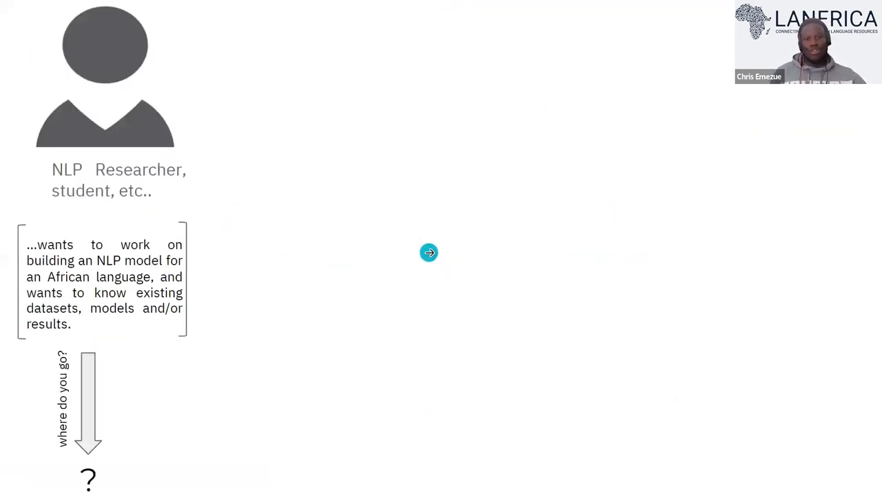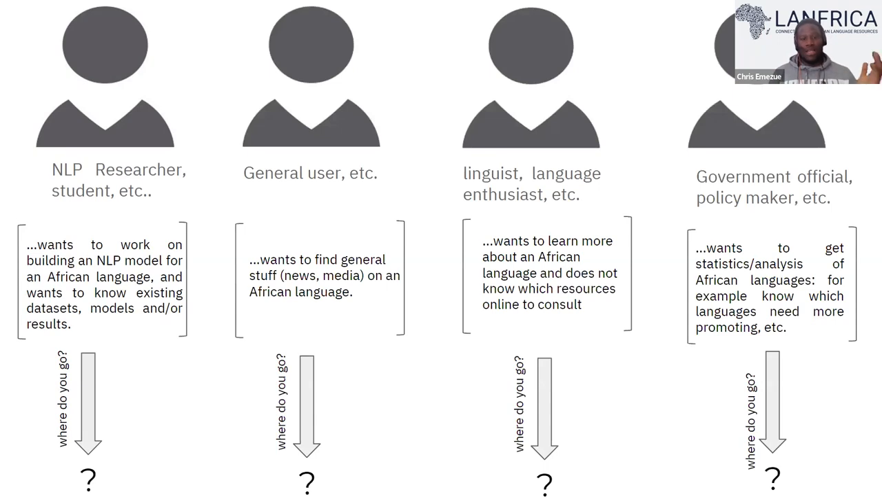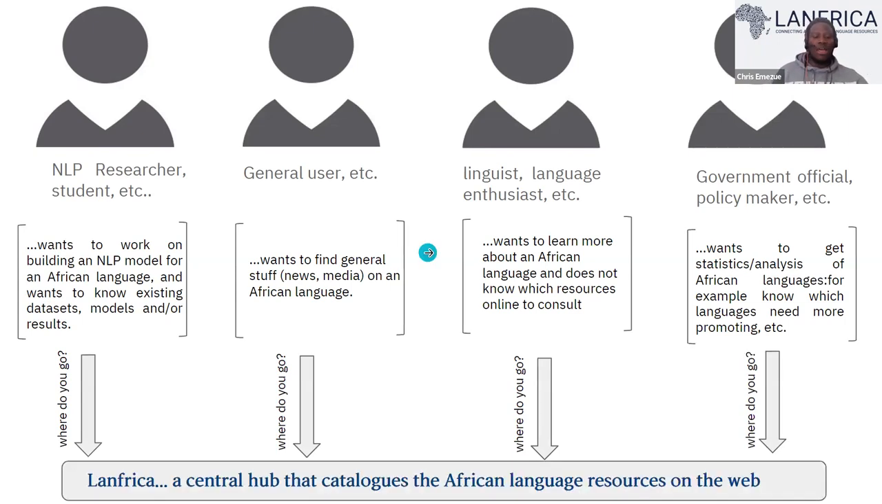And so one case study is to take an NLP researcher, a student who wants to build a model, maybe a machine translation model for an African language, and wants to know existing datasets or models and results for this language, so the person does not reinvent the wheel. The question is, where do you go to find this information that you're looking for? It turns out that there isn't a place that you can go to and find everything that you want. In the same way, we have these other case studies of general users and government officials, with the same problem: where do you go? And so this is what Lanfrica is trying to solve.